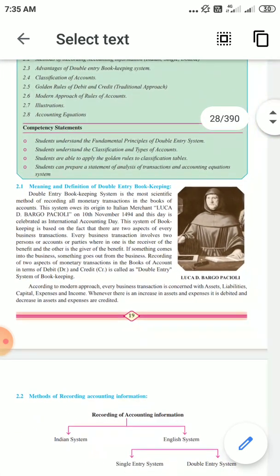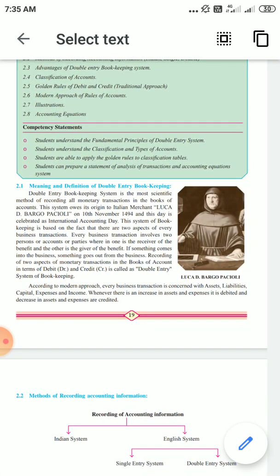Okay, now according to the double entry system of accounting, whatever transactions are there, it is concerned with assets, liabilities, capital, expenses and income. Whenever there is an increase in the assets and expenses, it is debited, and wherever there is a decrease in the liabilities and capital, or decrease in the assets and expenses, it is recorded as credit.